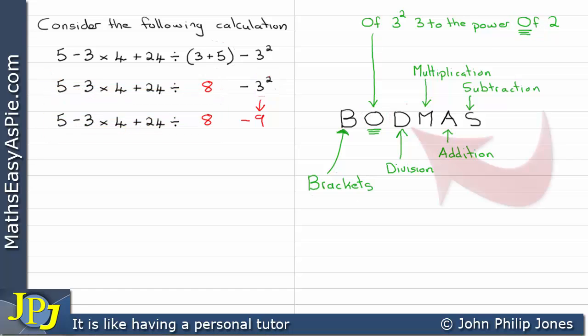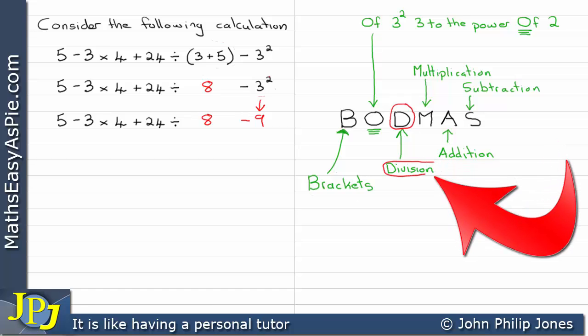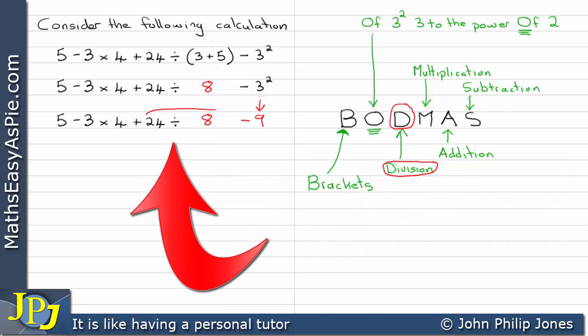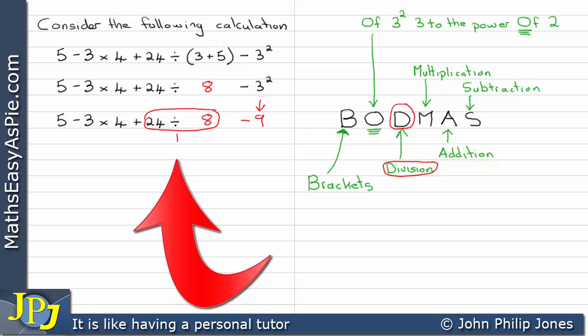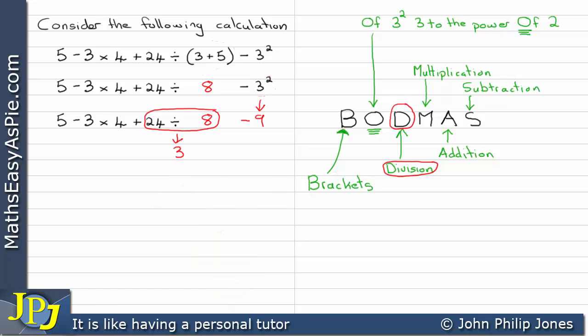Of course, there are no more powers in the calculation, so the next thing we do, we go on to the D of BODMAS, and we know we're now looking to see if there are any divisions. And of course, there is a division here where we have 24 being divided by 8. And of course 24 divided by 8 is in fact 3, because 8 goes into 24 3 times. We now can copy down the remainder of the calculation. So I'll bring down the minus 9, and of course I now have got the 5 minus the 3 times the 4, and plus.